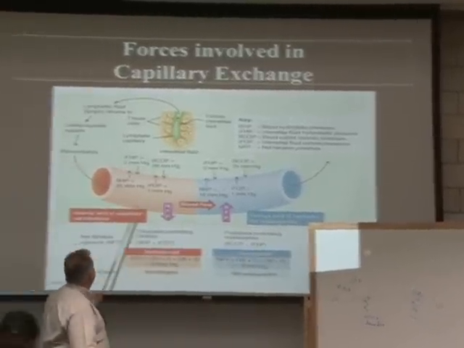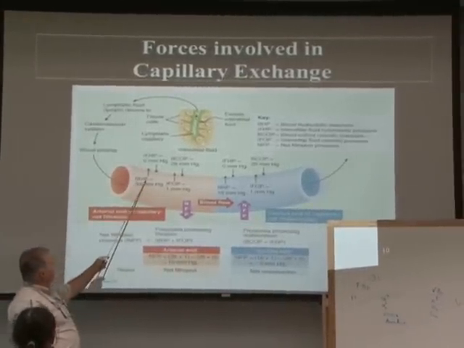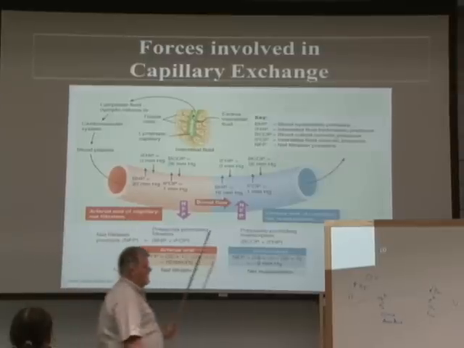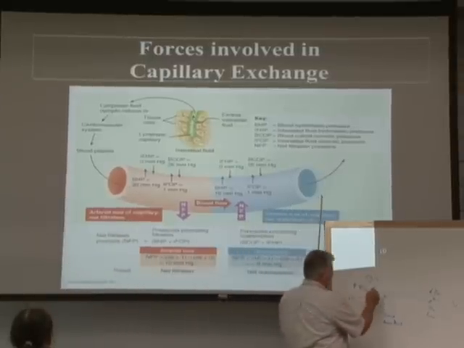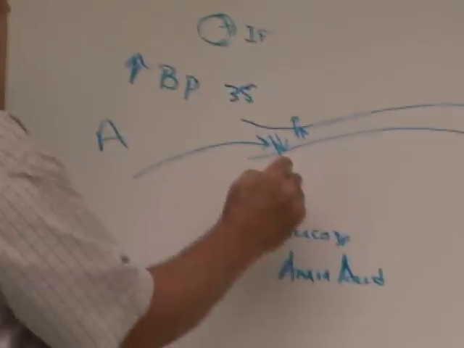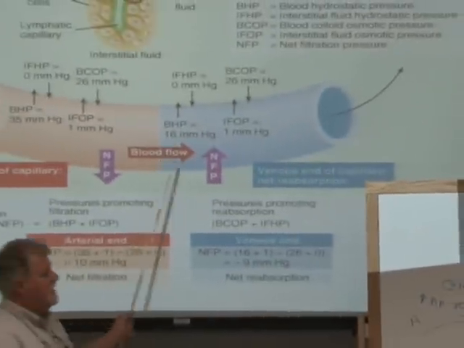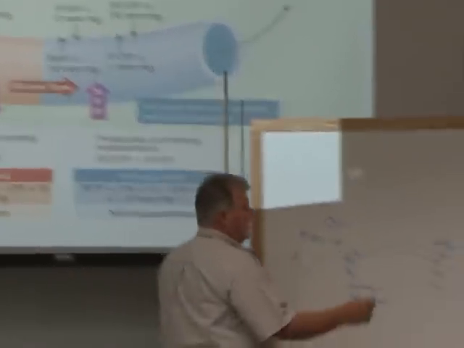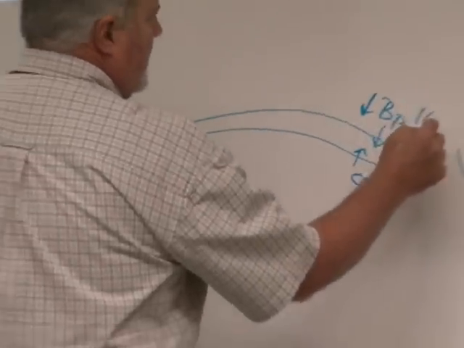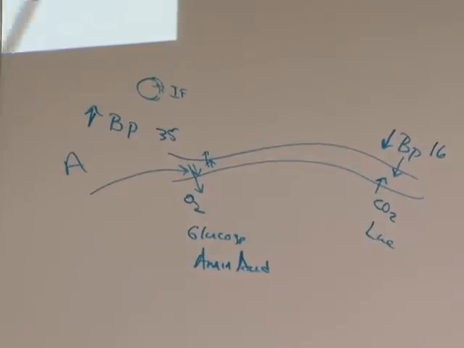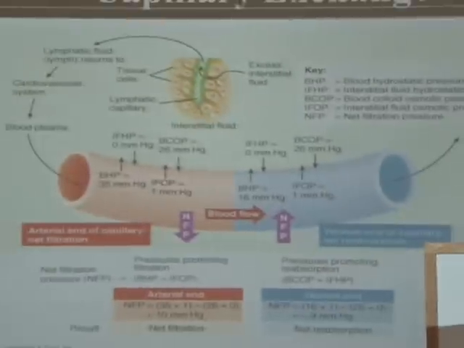So what happens is we end up with higher pressure here and lower pressure here. So if we look at this scenario, then our blood pressure here, blood hydrostatic pressure, is 35 over here. Now 35 is the force driving the fluid out of the blood. When you look here, the blood hydrostatic pressure is now 16. So we have actually lost half of our blood pressure. And so that's going to affect blood flow.